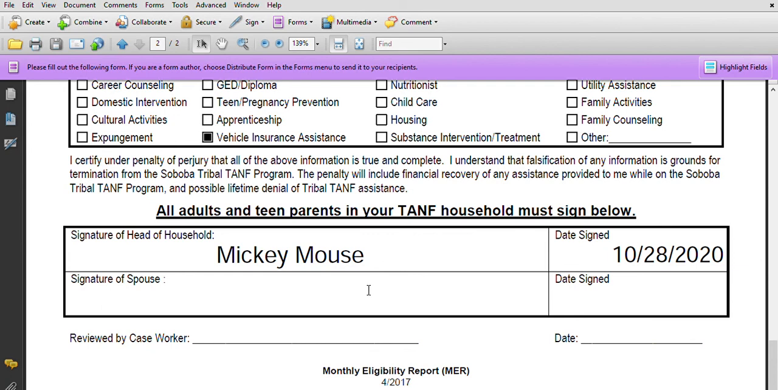But really that's it. It's very, very self-explanatory. It's very simple. After a few months, there should be no issues in filling this out. However, if you do have any questions or need help filling it out, reach out to the front desk or your caseworker, and we'll be more than glad to help. And that's really it. Thank you.